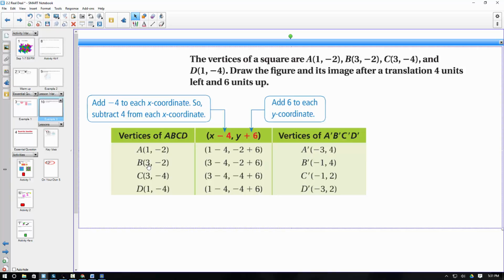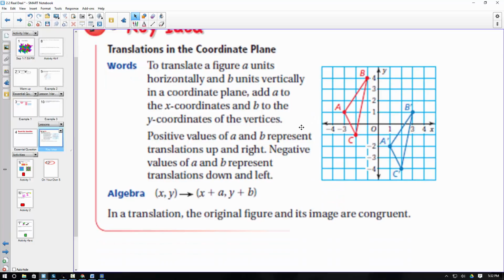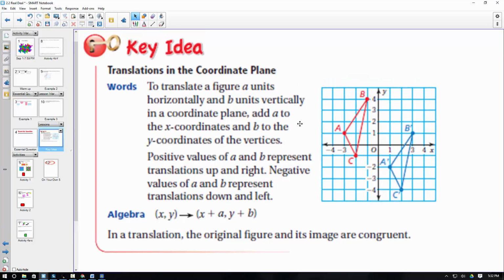This one here is going to be 3 minus 4. And here's the rule, x minus 4 and y plus 6. So I have 3 minus 4, I have -1. And then -2 plus 6 is +4. And look at this table. You can see how when these rules are applied to these ordered pairs, that's how I get these new points. So here's the key idea for the lesson. Make sure you pause it and read it and write it down.